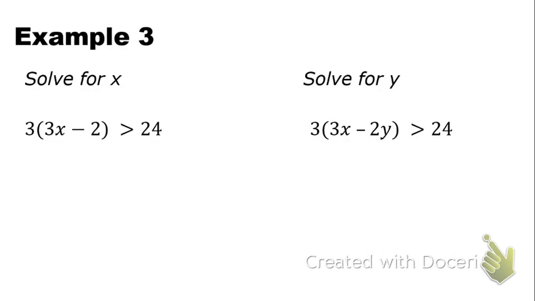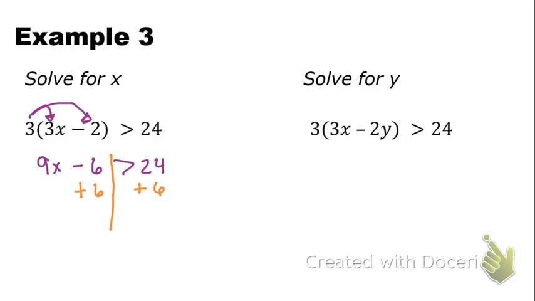All right, let's look at example 3. Example 3 has some distribution. Remember, to distribute means to multiply. So we're going to multiply 3 times 3 is 9x. 3 times 2 is negative 6. And then greater than 24. And then from here we'll proceed with the same steps as before. The inverse of negative 6 is to add 6 to both sides. And then we get 9x greater than 30.